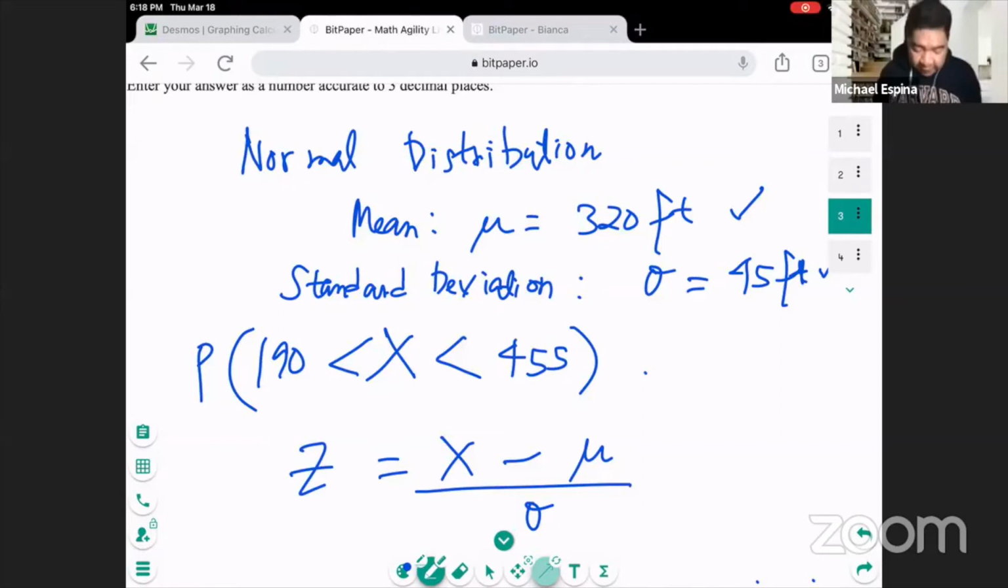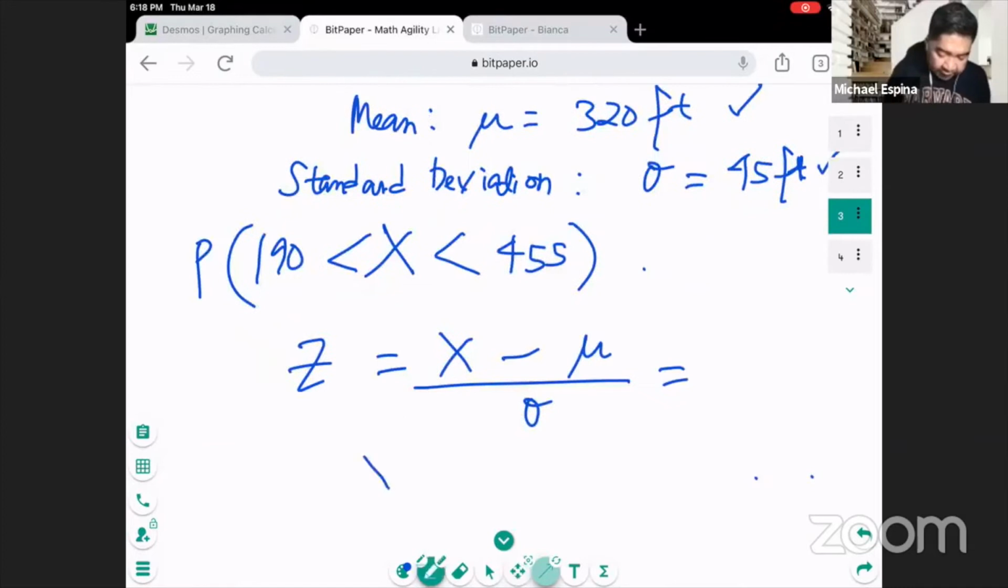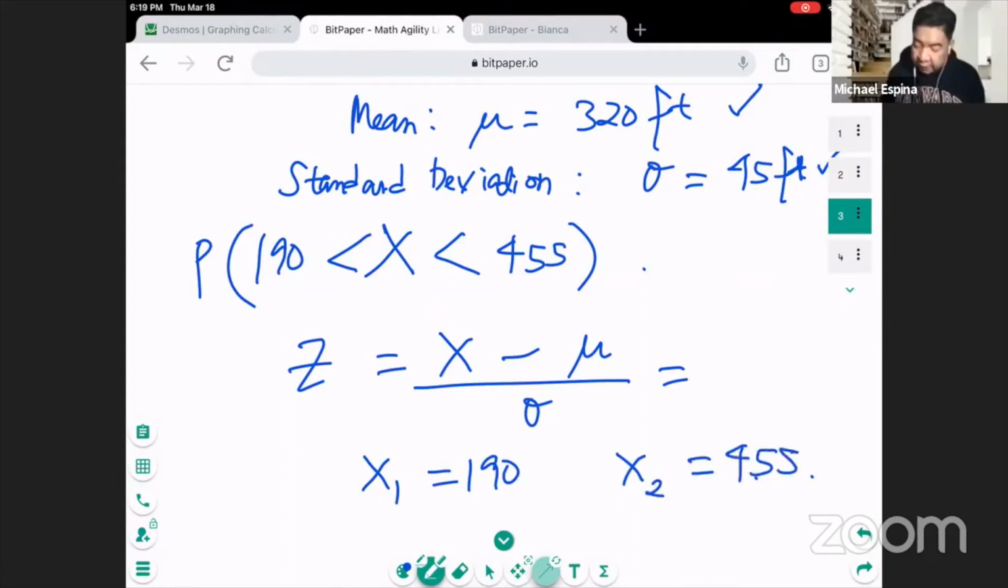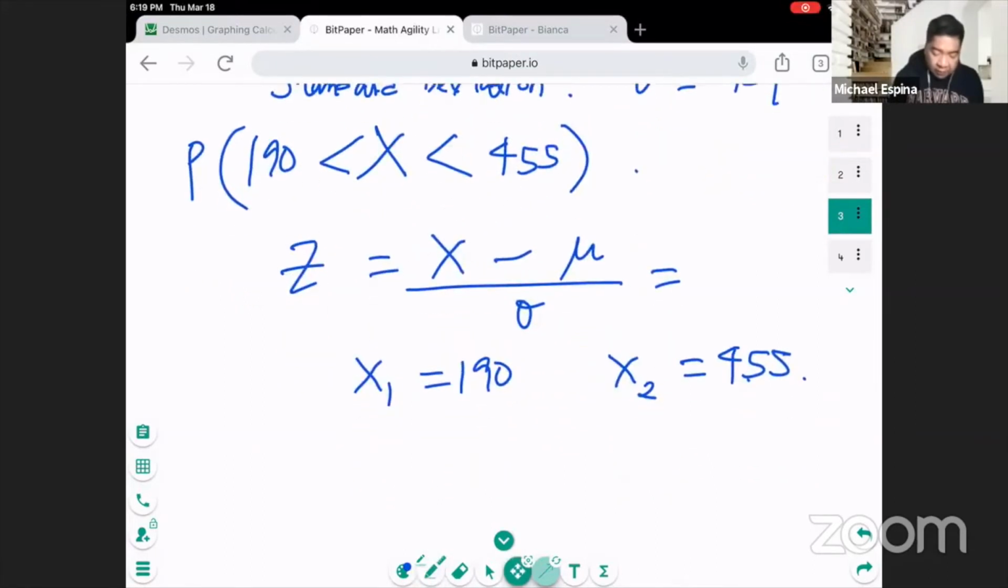And then we need to substitute this value. We have actually two x's here. X1 would be your 190, and X2 is 455. So we can solve two values for Z, right? Let's try to solve the first value of the Z score.